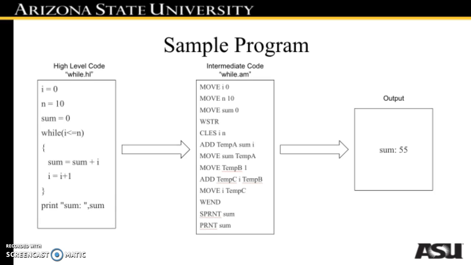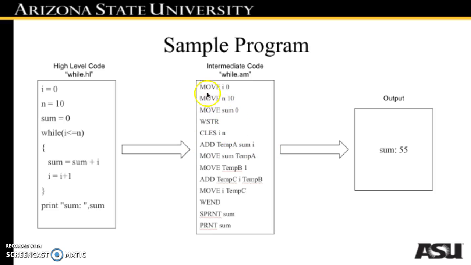Now let's have a look at a sample program. Here we have written a program in DMNS, and the extension of the file is .hl. The program does the summation of numbers from 0 to 10. When we compile this, we get the assembly code as shown here. The extension of the assembly code generated here is .am.